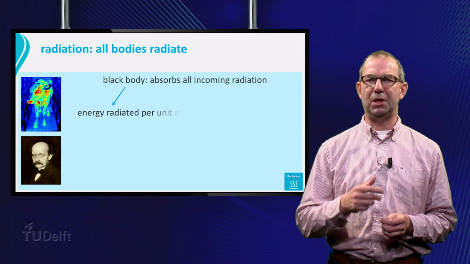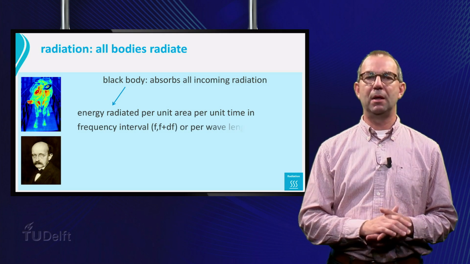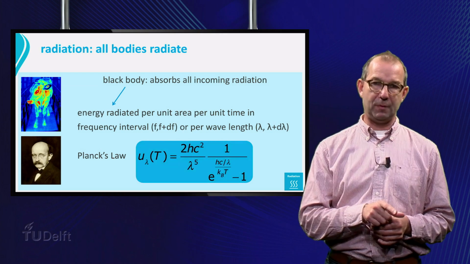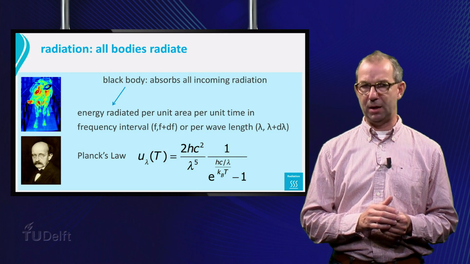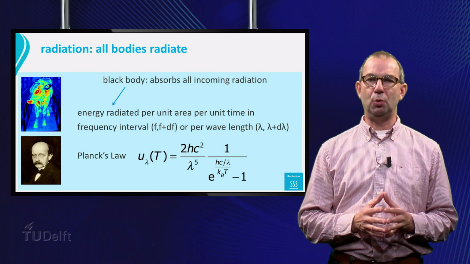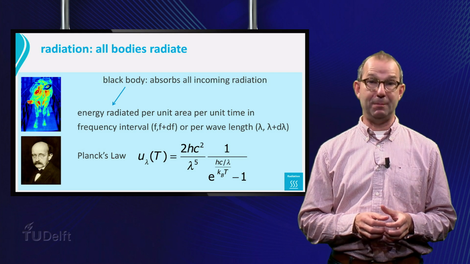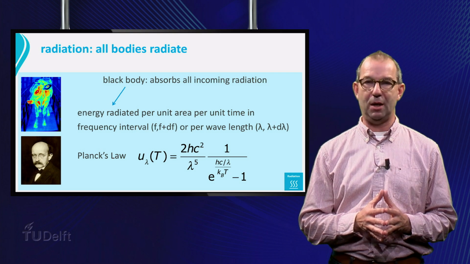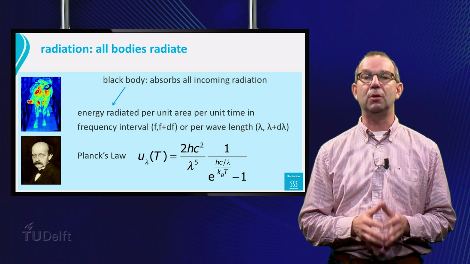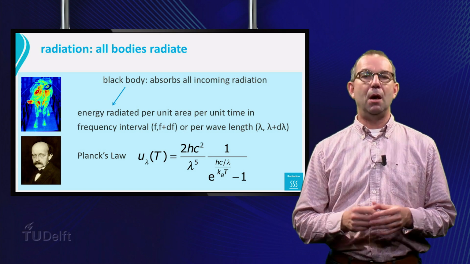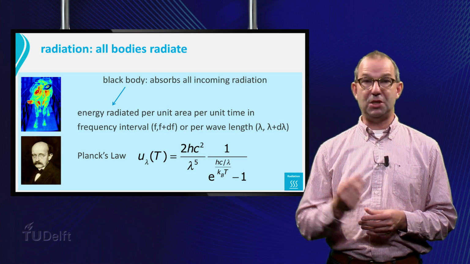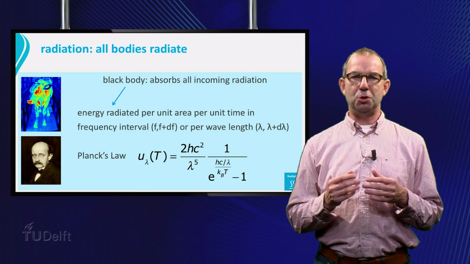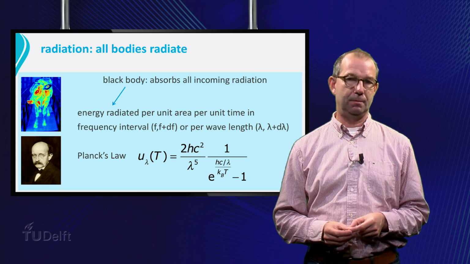Planck found what is now known as Planck's law, that the energy radiated in the frequency range between f and f plus df is given by U sub f is 2h c squared over lambda to the fifth times 1 over the exponent of hf over k Boltzmann times the temperature minus 1. A pretty complicated expression that you can read on the slide. Luckily, we won't have to use this formula as such.